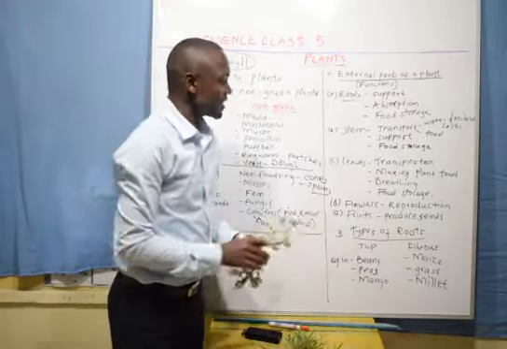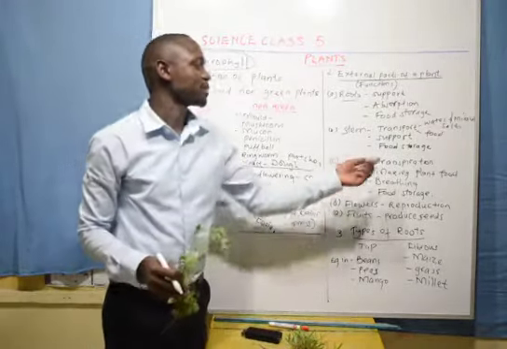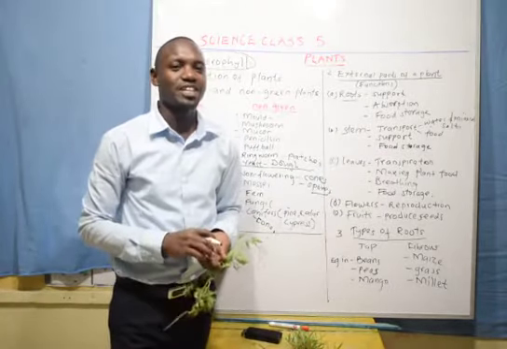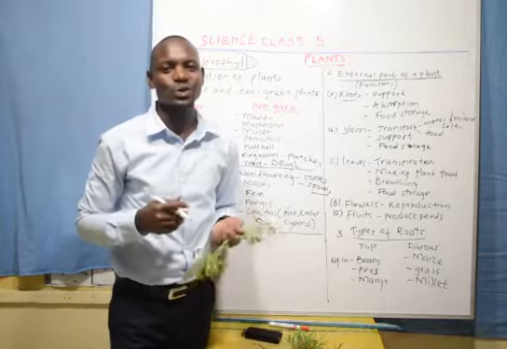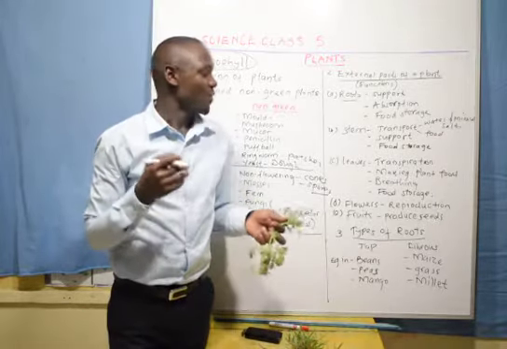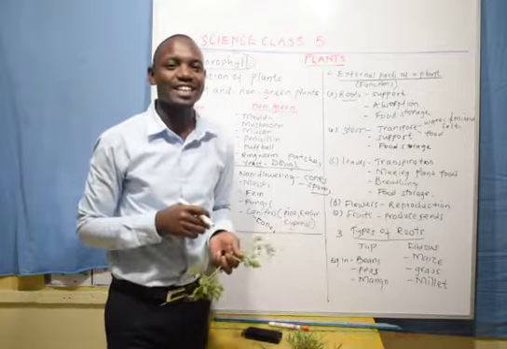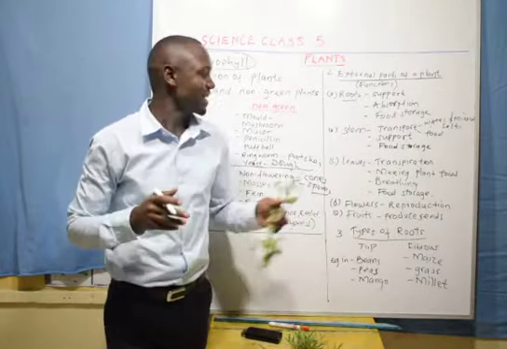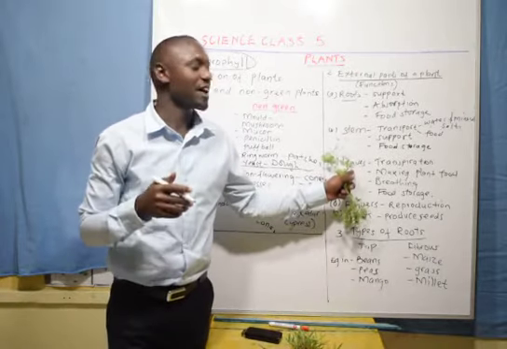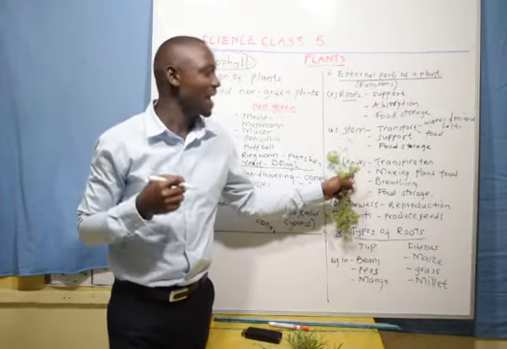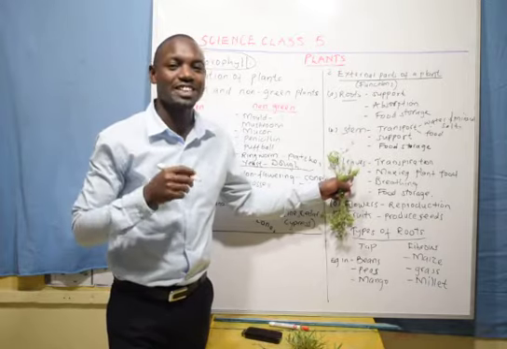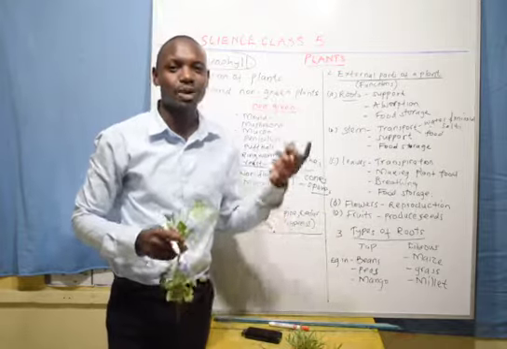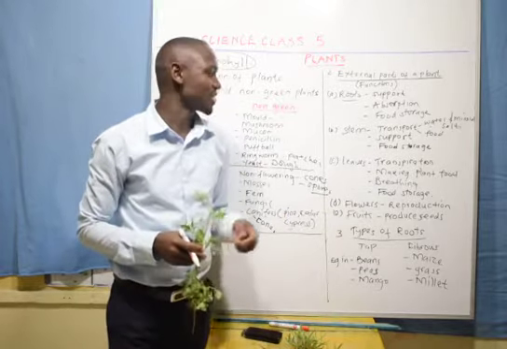The leaves. One function of the leaves is transpiration. What is transpiration? Transpiration is the process by which the plant loses excess water into the atmosphere. For example, when you go to the field on a sunny day, you will start sweating. That sweat is you losing the excess water in your body. In the same way, plants lose excess water through the leaves, and that is what we call transpiration. The process by which green plants lose excess water into the atmosphere.